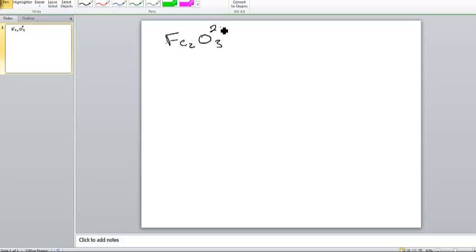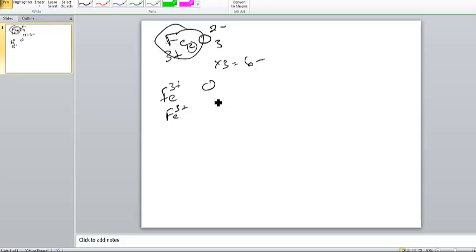So each of those is a charge of 2 minus times 3 equals 6 minus. So there has to be 2 irons, each one with a 3 plus. So the way you might draw that, Fe, each of those with a 3 plus, and then O's, each of those with a 2 minus. And that, your charge on that is 3 plus then.